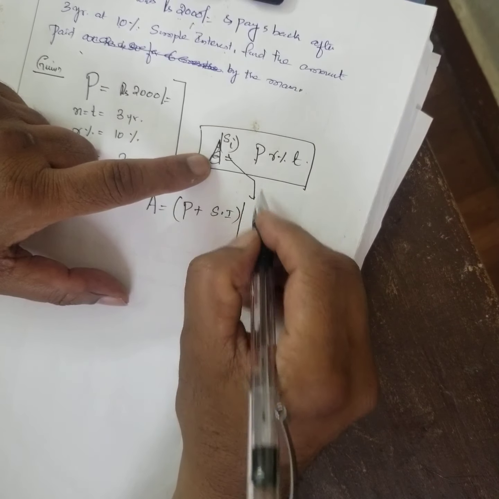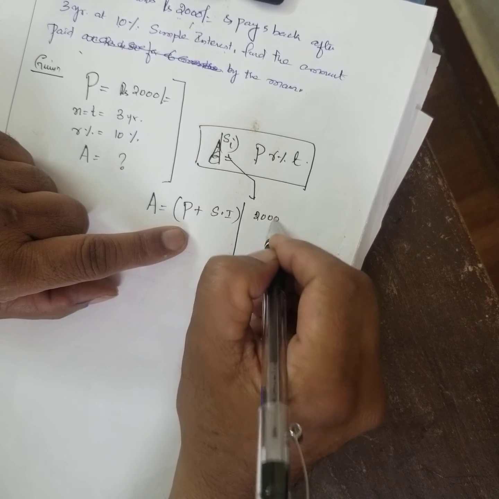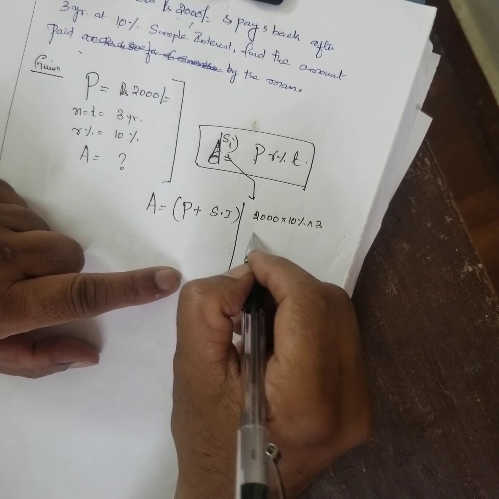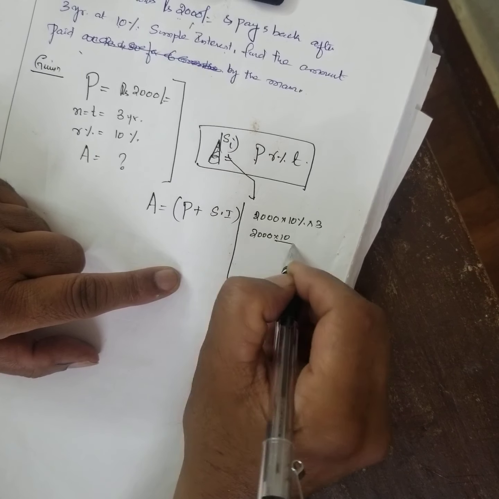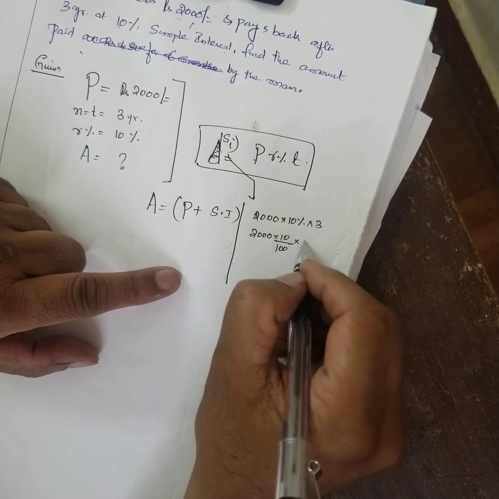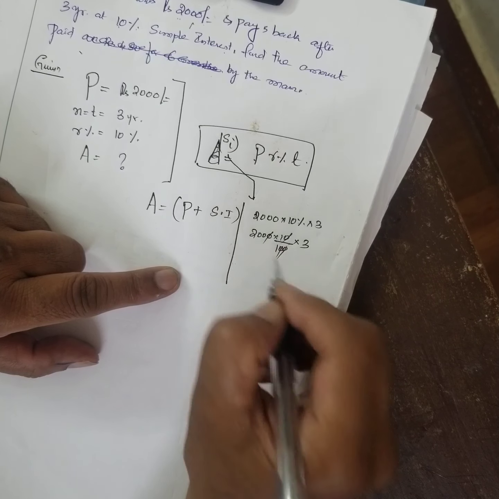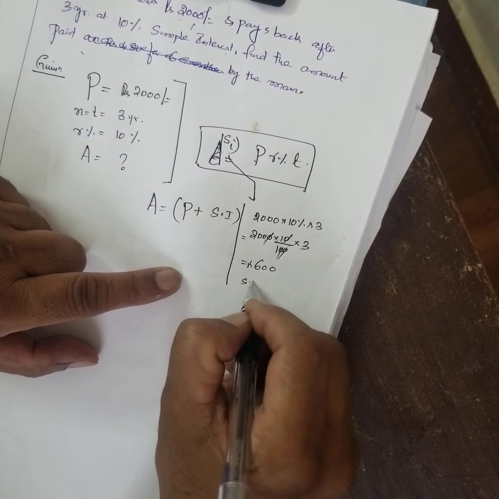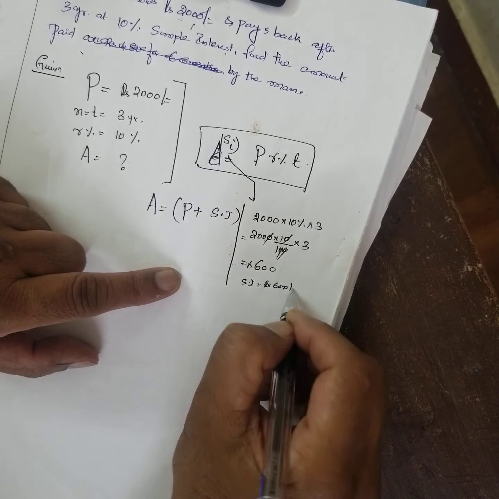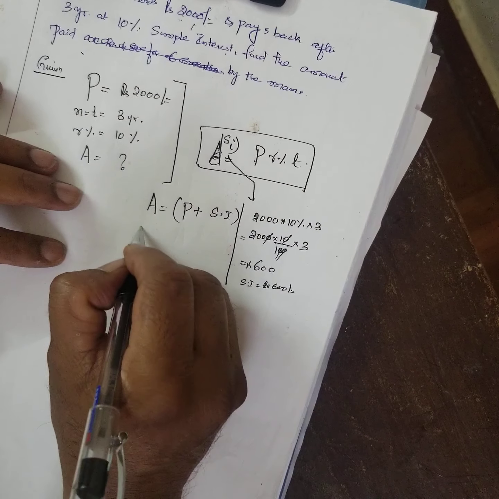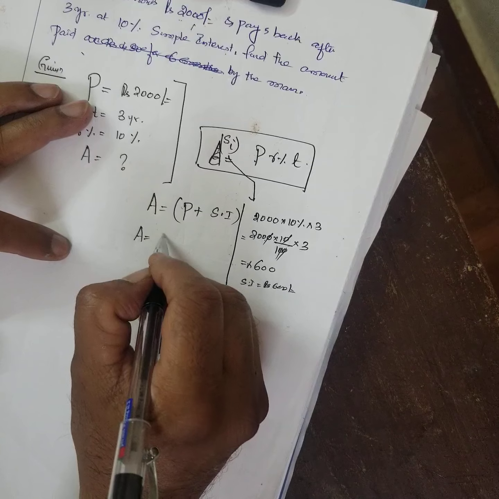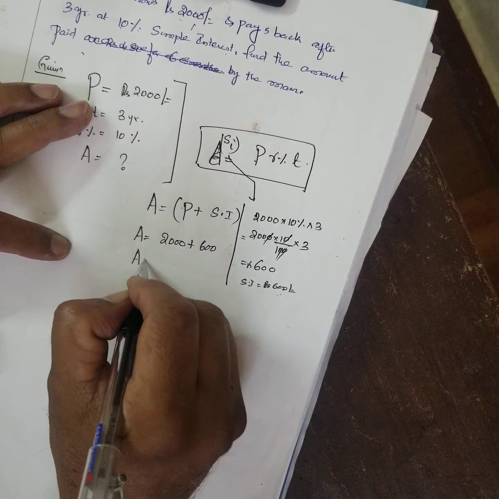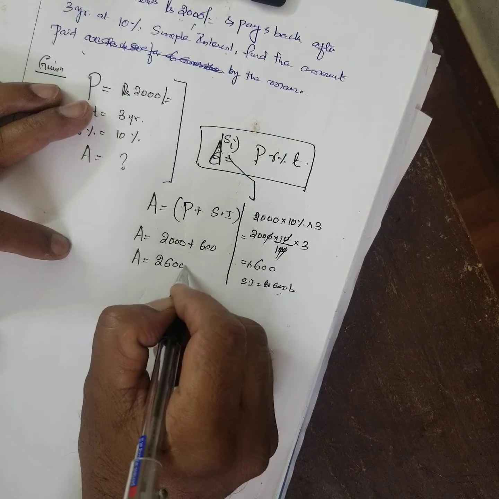Simple interest is what? Principal is 2,000. Rate of interest is 10%. T is 3. Therefore, 2,000 into 10 by 100, percent means by 100, into 3. Here both get cancelled. 200 into 3, 600. Therefore, the simple interest is Rupees 600. Therefore, the amount: principal is how much? 2,000 plus simple interest 600. The total amount paid after is 2,600.